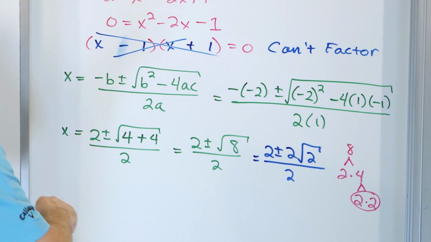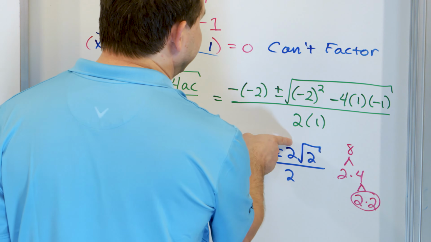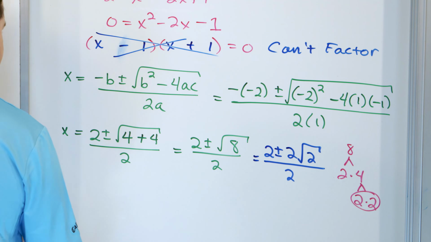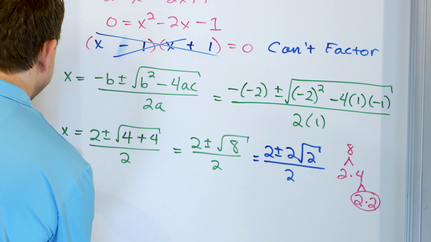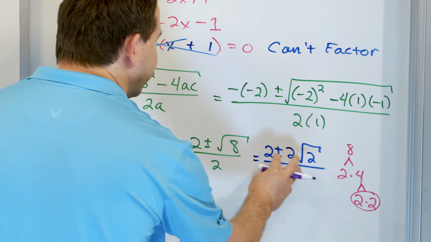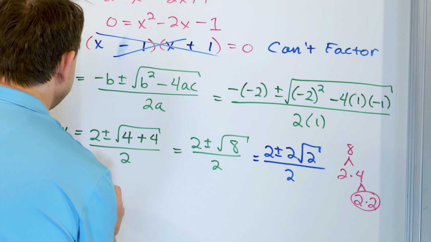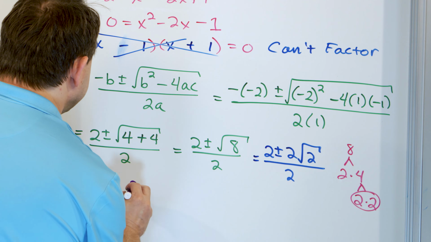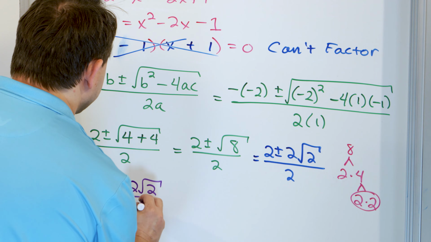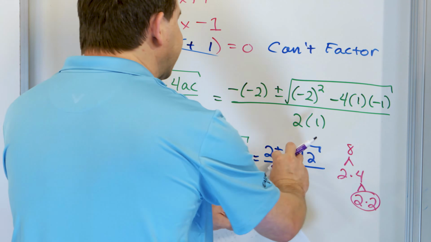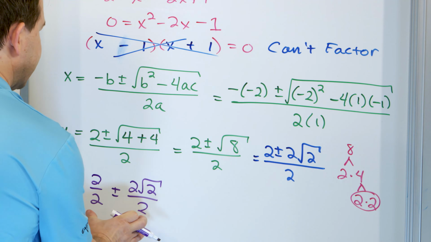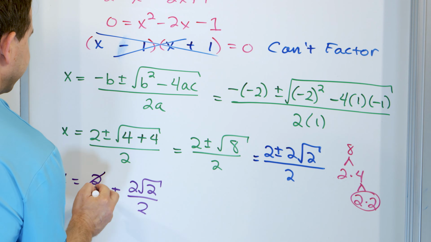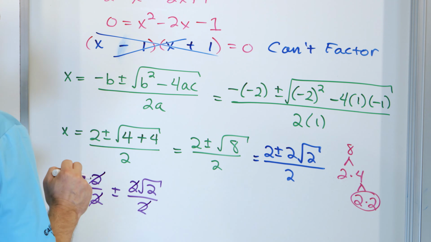We want to simplify as much as possible. We notice we have a 2 here and a 2 here. So what we're going to do is split this whole fraction up to help us cancel it more easily. It's going to be written as 2 over 2 plus or minus 2 square root of 2 over 2. All I've done is take this and break it apart into 2 fractions so that I can cancel this 2 with this 2 and this 2 with this 2.